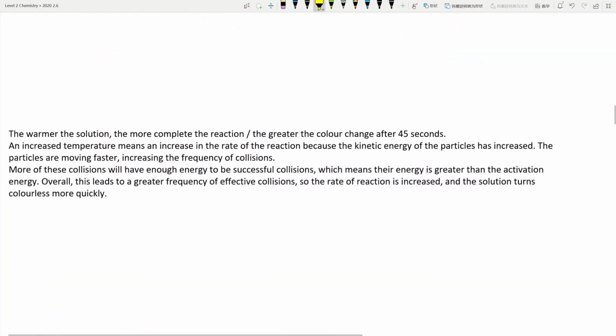Obviously, increased temperature means there's an increase in rate of reaction because there's more kinetic energy, therefore they move faster, increasing frequency, exactly what I wrote, but just in a complete sentence. And the more these collisions have sufficient energy to be successful, because they have more energy, so there's a greater frequency of effective collisions. There you go. It's pretty much what I wrote, but just in a complete paragraph.